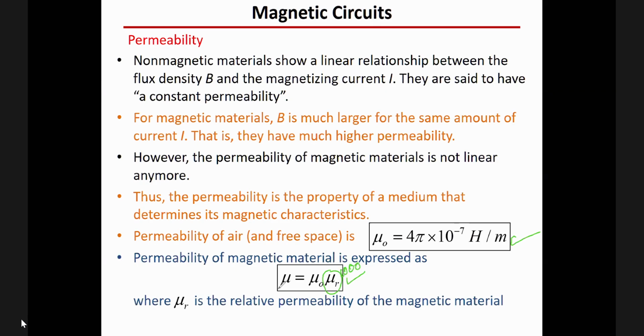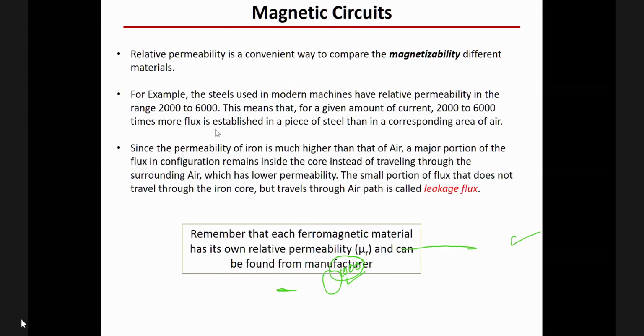So the total permeability will be what? 1000 multiplied by 4 pi multiplied by 10 to the power minus 7. So it is a composite of the permeability of air and relative permeability, and that is an indication. For example, if you have a material with 1000 mu r, it means it can conduct magnetic flux 1000 times better than the air. This is the meaning of this.